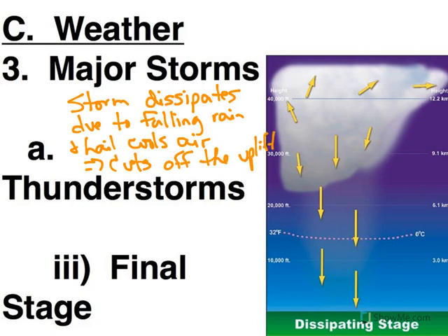So now you've got cold air coming down, being kind of dragged down with the rain and hail. So you don't get that hot air rising anymore. And so nothing is feeding the storm. The storm's going to start falling apart at that point. And that's when your thunderstorm comes to an end.